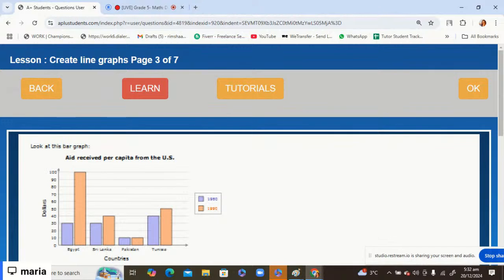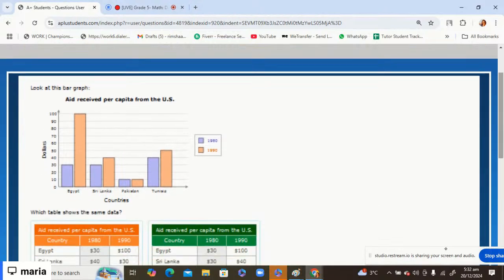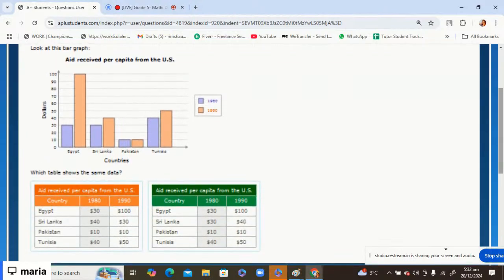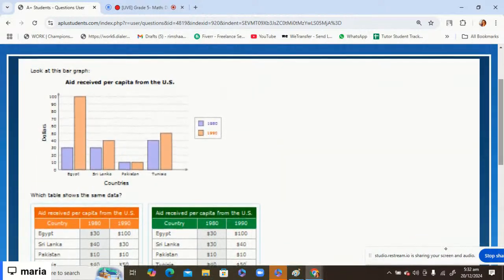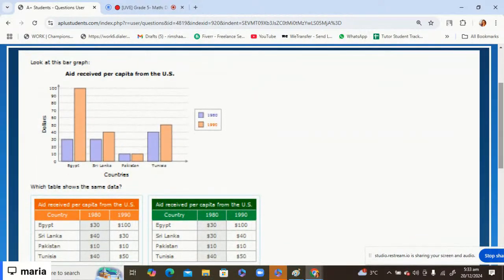Look at this bar graph. The aid received per capita from the US. Which data is right? Egypt is 30 in 1980 and in 1990 it's 100. The first one is right. Second is 40 and 30. It's 40 in the first one. That is wrong.